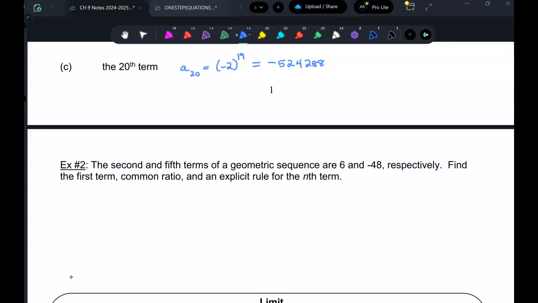Simplifying like cosine. Okay, the second and fifth terms in a geometric sequence are 6 and -48 respectively. Find the first term, common ratio, and an explicit rule.